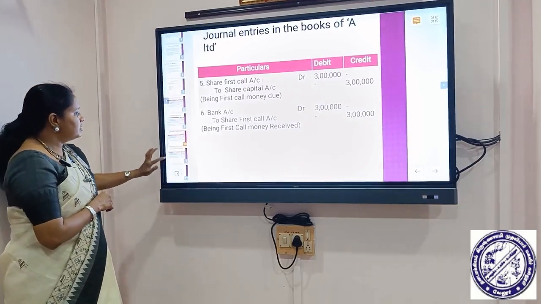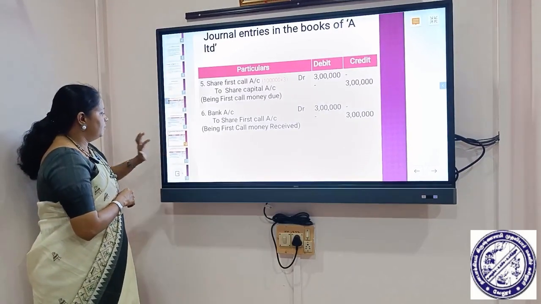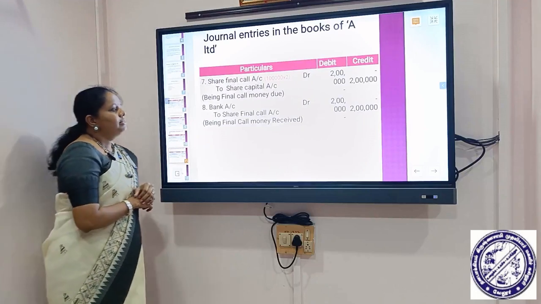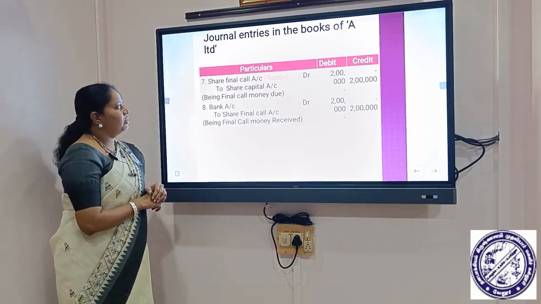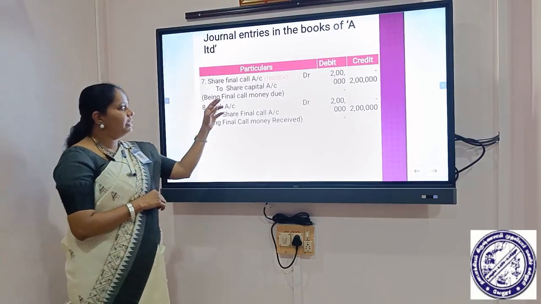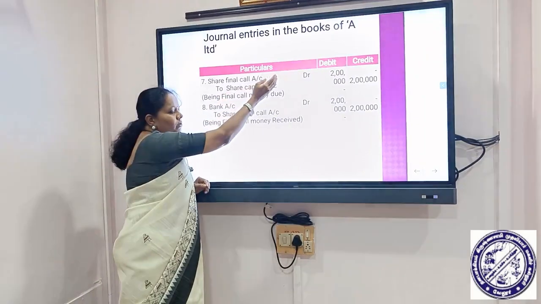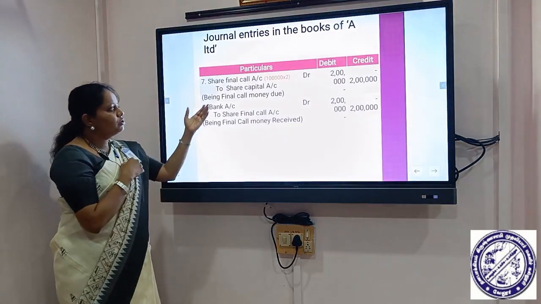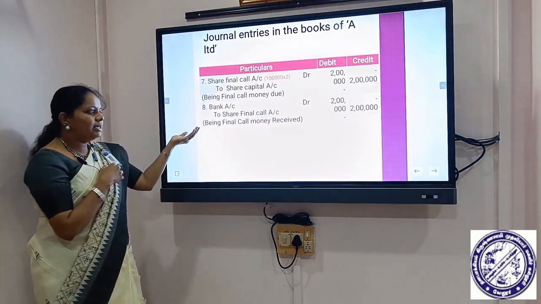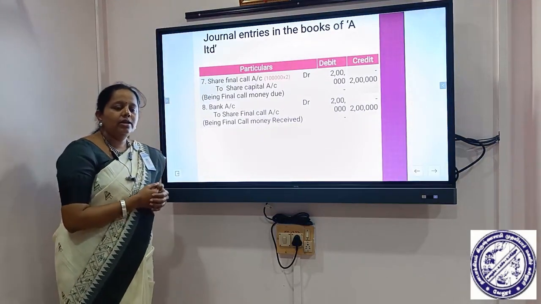And the last entries are regarding final call. Share final call account debit to share capital account. Again 1 lakh into 2, because the share final call amount is rupees 2. So this is the due entry and the last entry is the receiving entry. The sum is very simple.